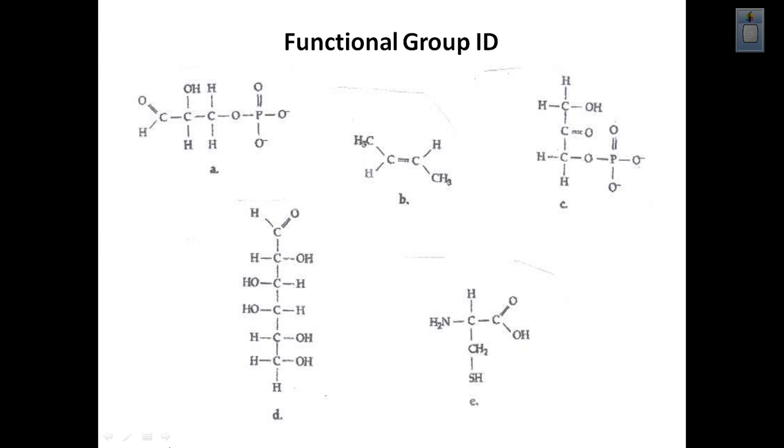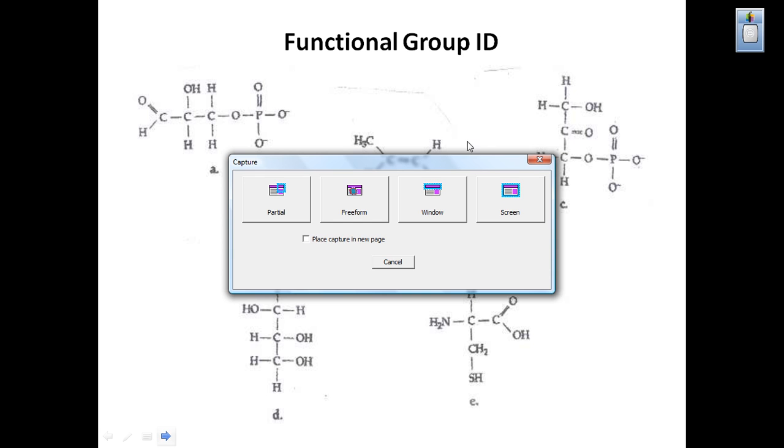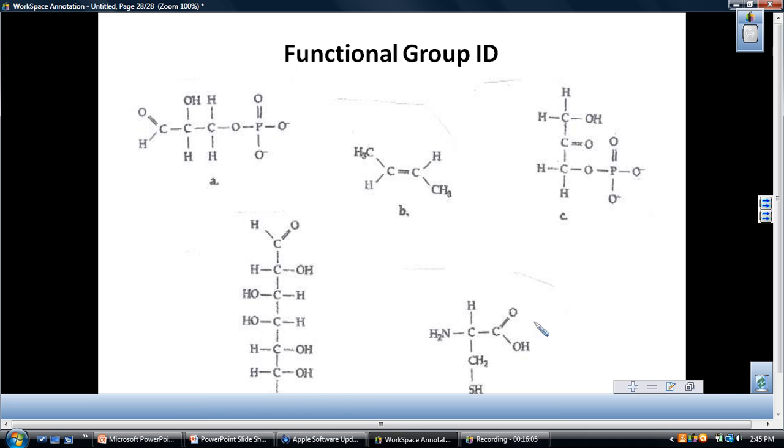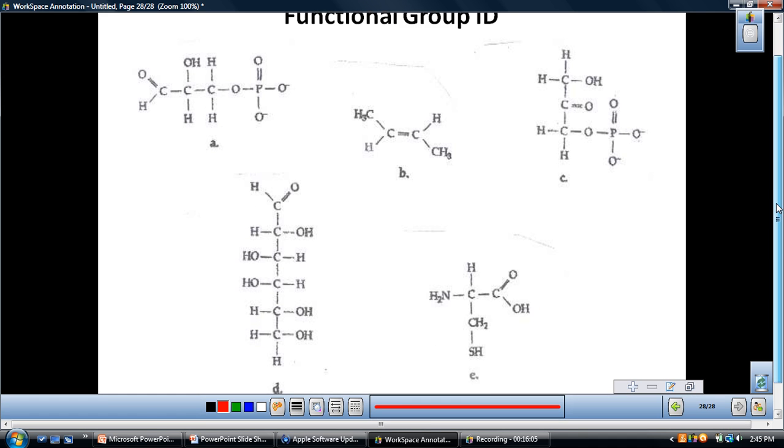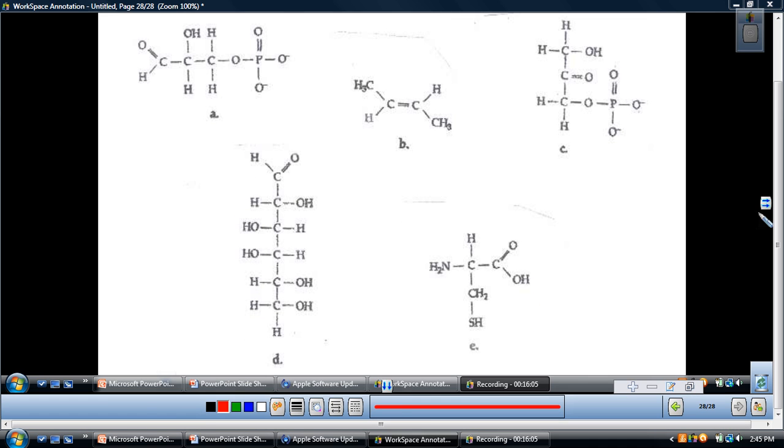Okay, so why don't you try this one? See if you can point out some of the groups on this one. Just to show you a little bit, you should be able to take this and identify some of the groups present on here. Okay, so can y'all name this one right here? Hopefully you said phosphate group.